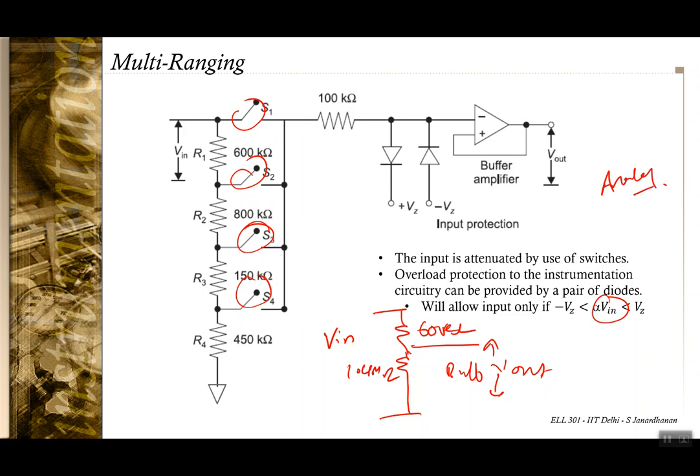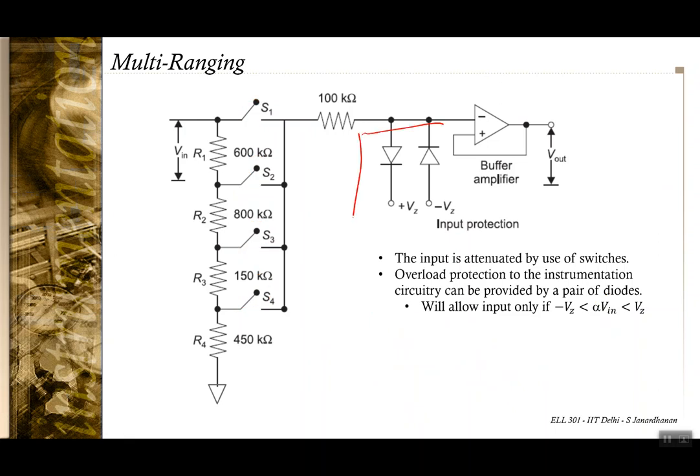What distinguishes this feature here is these two diodes. They are input protection diodes. In the earlier case, if you used the meter in a wrong configuration, it would inevitably have led to the damage of the meter. However, in the case of a digital voltmeter, you can have an input protection circuit.